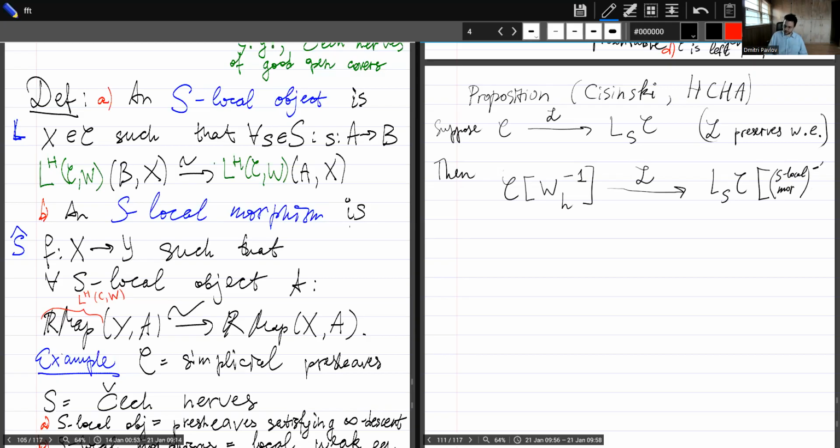And here I invert the weak equivalences in the left Bousfield localization, which are precisely the S-local morphisms. And in quasi-categories, this localization functor now has a right adjoint. So this is a right adjoint in the quasi-categorical sense. Let me put H here to again remind you it's a homotopy coherent notion. And so it's a quasi-categorical right adjoint, and this functor is fully faithful.